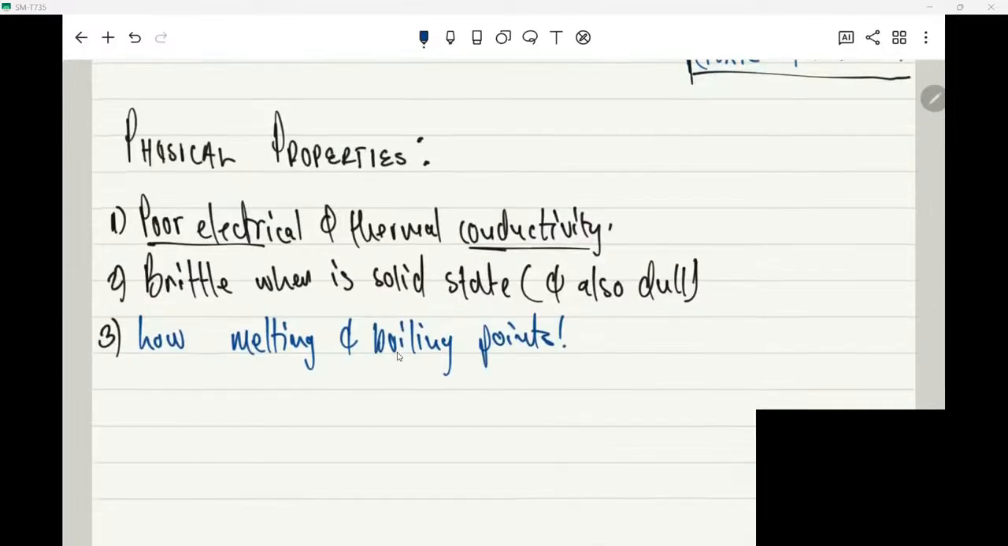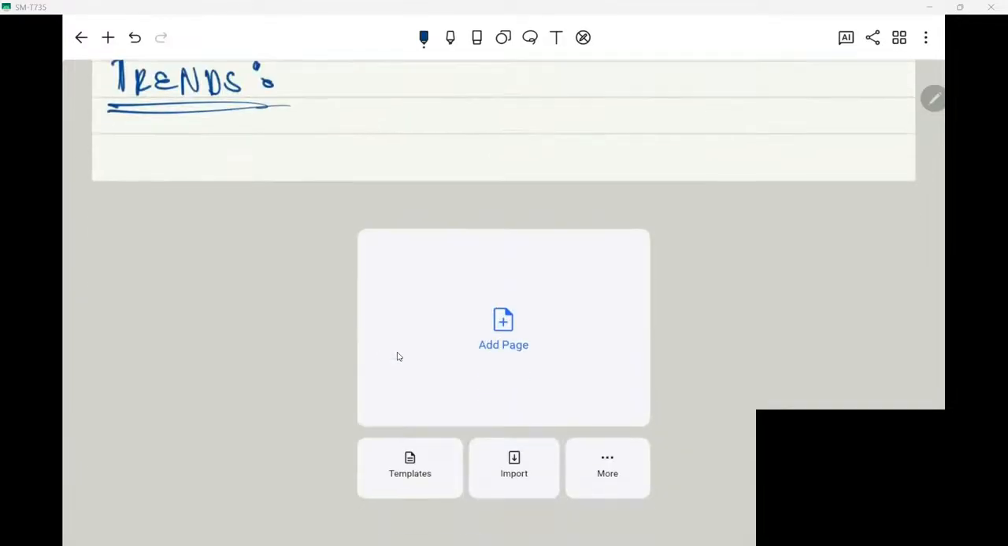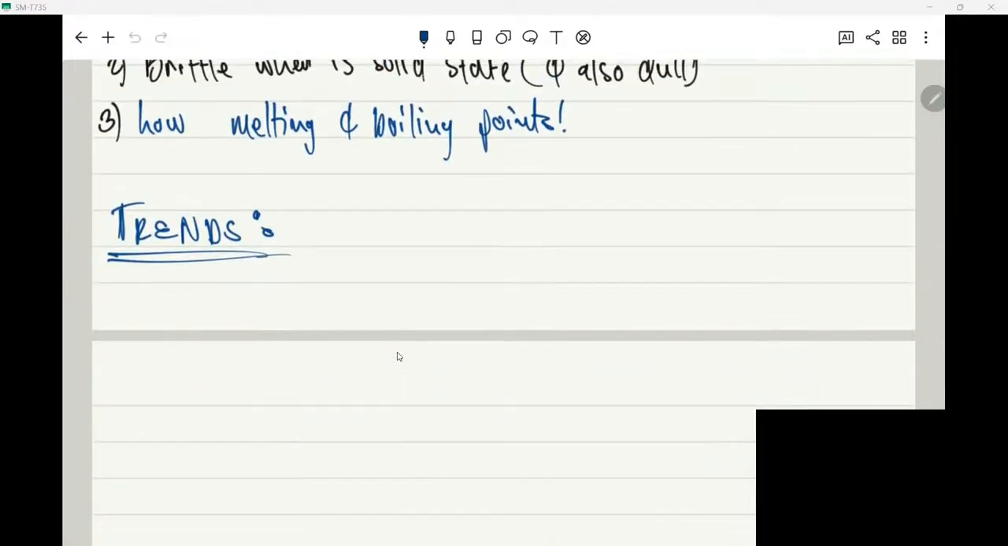Now, can we talk about their trends? What then happens as you go down the group? The trends. When you say trends, we just want to know what happens as you go down the group.